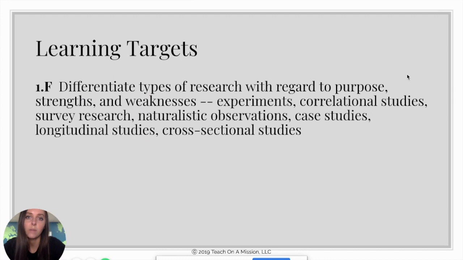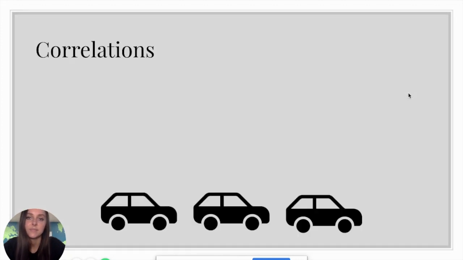It's really just one big learning target that incorporates all the stuff that we're going to talk about, but we're just going to look at the different types of research methods, their purpose, pros and cons, and then the different types. Okay, so let's start with correlations.